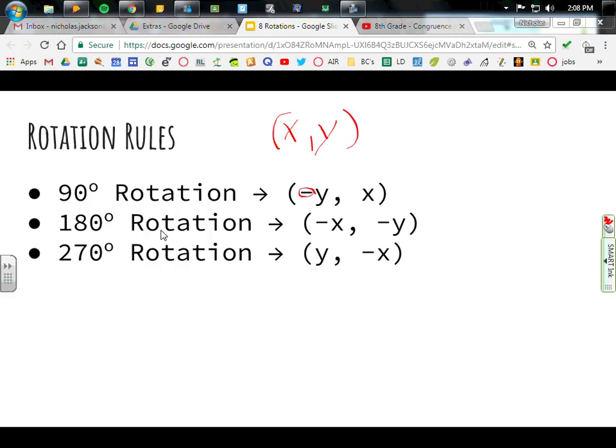For a 180-degree rotation, your x and your y will stay where they were to begin with, but both x and y will become their opposite. For a 270-degree rotation, your x and your y will flip-flop again, but your x now will become its opposite.